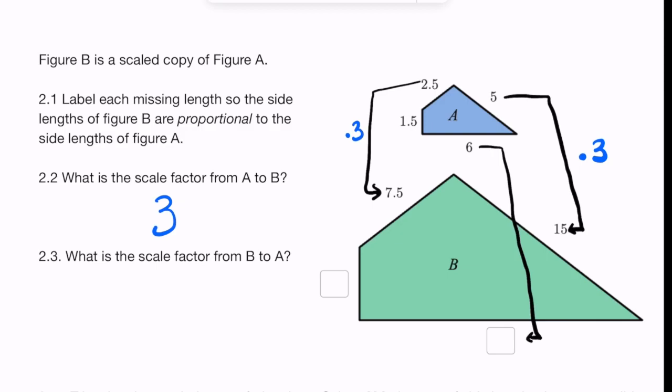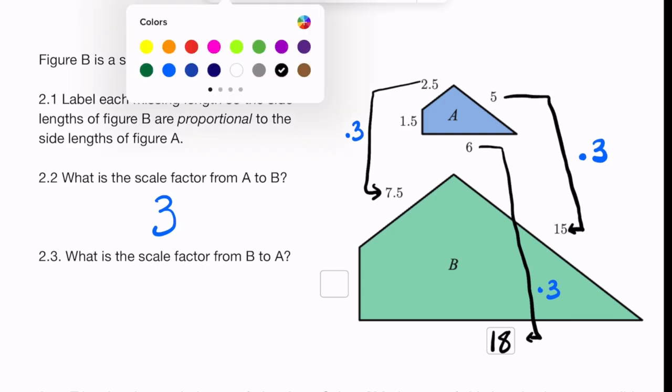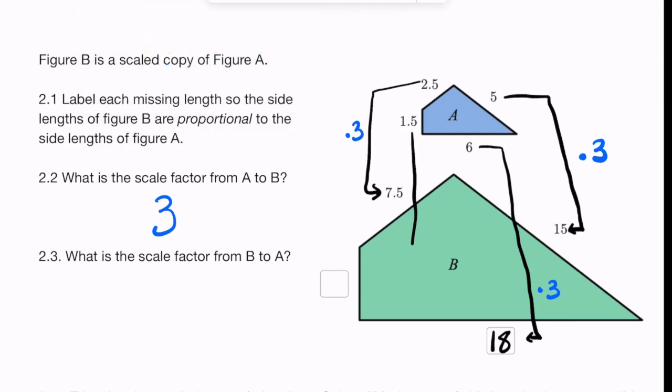I want to get my new scaled copy base. I take that 6 and multiply by 3, and 6 times 3 is 18. So that's going to be my scaled base. And then the same thing here, I have 1.5, I do 1.5 times 3, and that's going to be 4.5. So those are going to be my scaled new side lengths. The ratio of all those side lengths now will be 3, which is my scale factor.